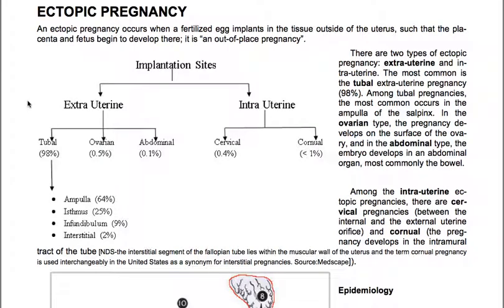So now we will talk about ectopic pregnancy. An ectopic pregnancy occurs when a fertilized egg implants in tissue outside of the uterus, such as the placenta, and the fetus begins to develop there. It is an out-of-place pregnancy.